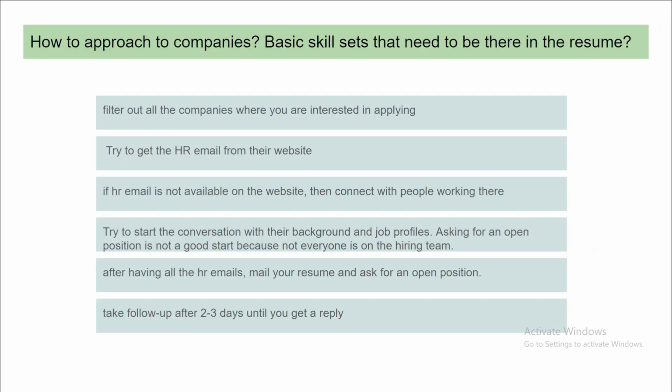This is the last and important slide: how to approach companies and what skills need to be in your resume. You have to filter out all the companies in which you are interested in applying. For example, if you are interested in the field of genomics, you have to look for companies working in genomics. You need to shortlist at least a minimum of 20 companies.